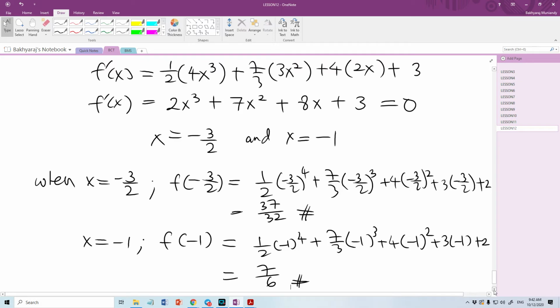Nombor satu dah. Kita kena masuk dalam fx. Kita bukan masuk dalam f prime. Kalau you masuk dalam prime, macam tu, kalau you prime, you tak dapat y. Itu bukan y dia.